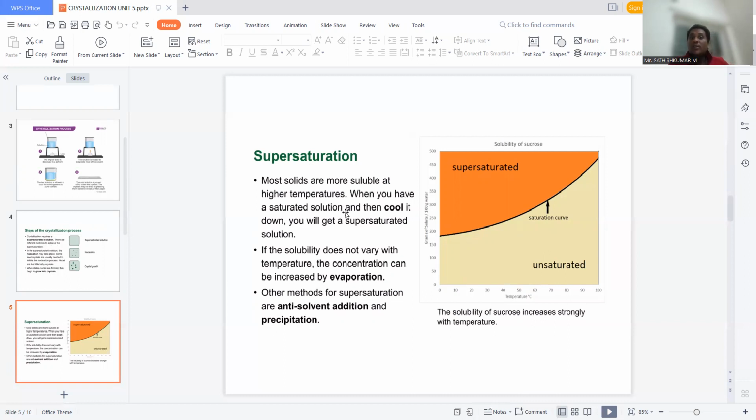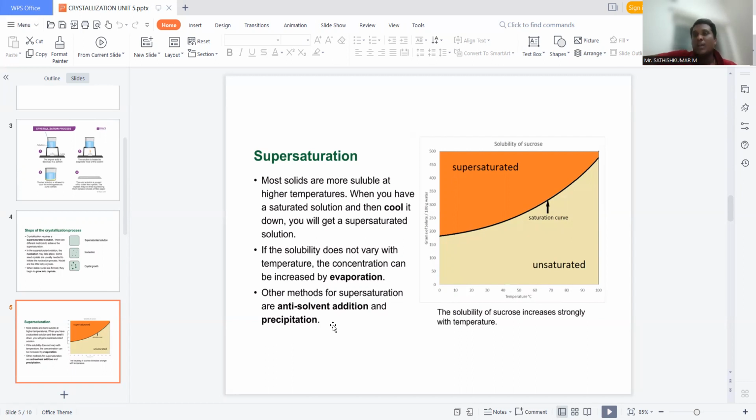When you have a saturated solution and cool it down, you will get supersaturated solutions. If the solubility does not vary with the temperature, the concentration can be increased by evaporation. Other methods of supersaturation are anti-solvent addition and precipitation. The methods of forming supersaturated solutions are: first, evaporation; second, anti-solvent addition; third, precipitation.